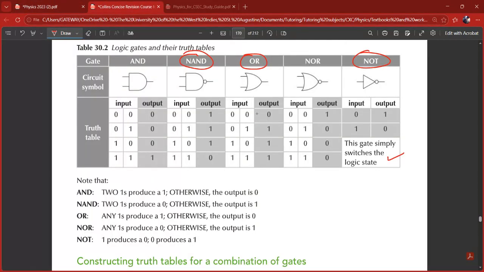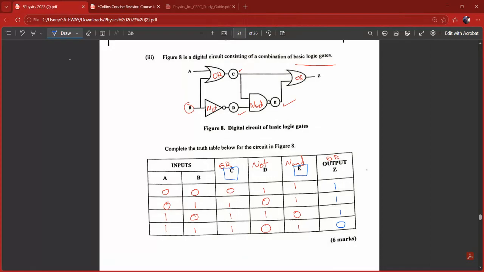Oh no, a OR gate, everything is 1 except a 0. Now it's 0. So that should be a 1 as well. So you see, tricky. So this is a 1.